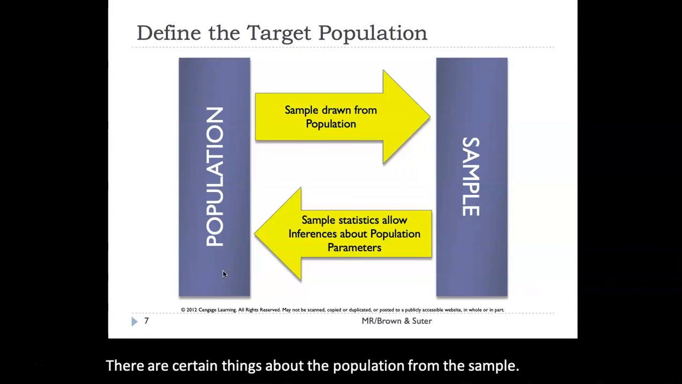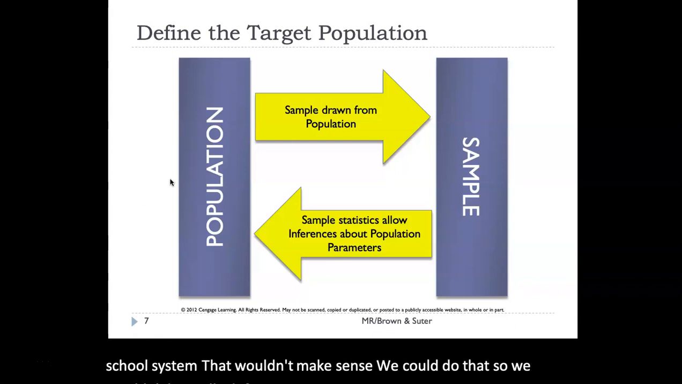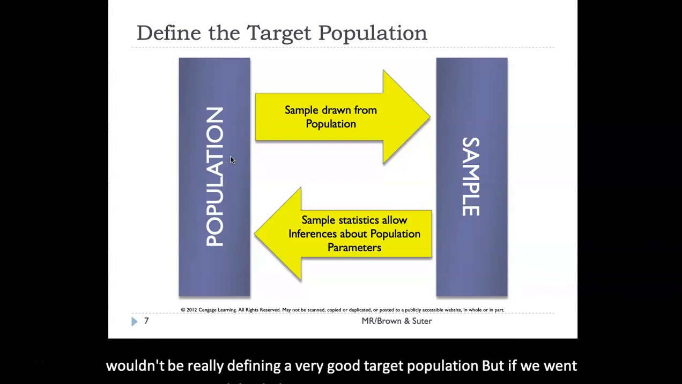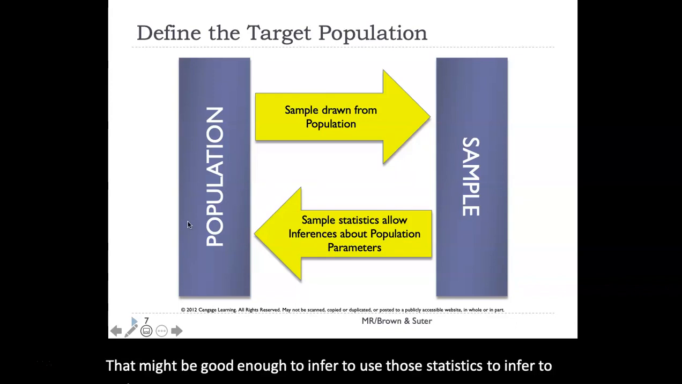We wouldn't interview households in North Carolina with one or more children under the age of 18 to get information about the Sacramento school system. That wouldn't make sense. We couldn't do that. So we wouldn't be really defining a very good target population. But if we went to Sacramento and divided it up by districts and took so many households from each district in that county or in that city, that might be good enough to use those statistics to make inferences about the population.